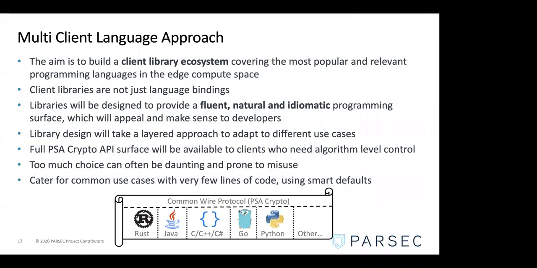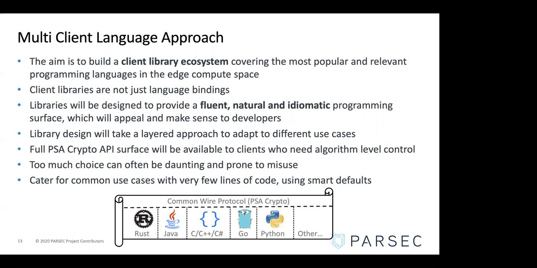So client libraries, let's focus a little bit more on these because they're kind of existential to the project. We've talked about the wire protocol so far and about how that presents the contracts of the PSA crypto library in a language independent way. But the wire protocol itself is not what applications would directly consume. It's a bit too low level, bits and bytes. So what they consume instead is a client library. And the idea behind Parsec is we create a whole ecosystem of these client libraries, which grows over time to support popular languages.